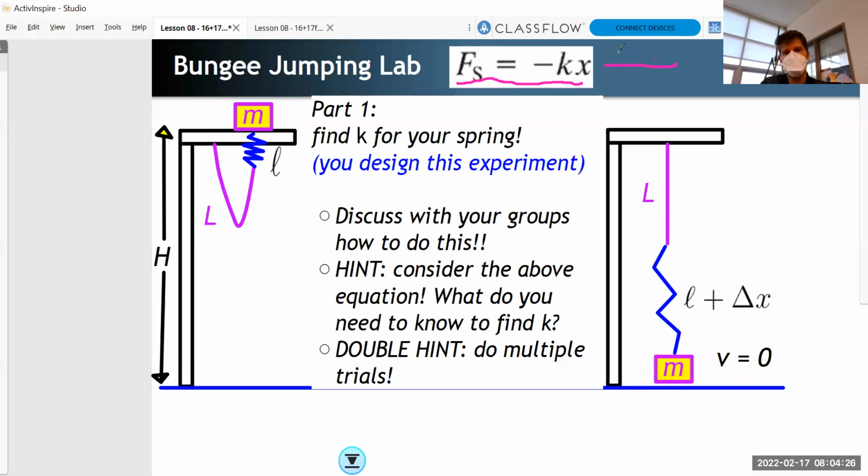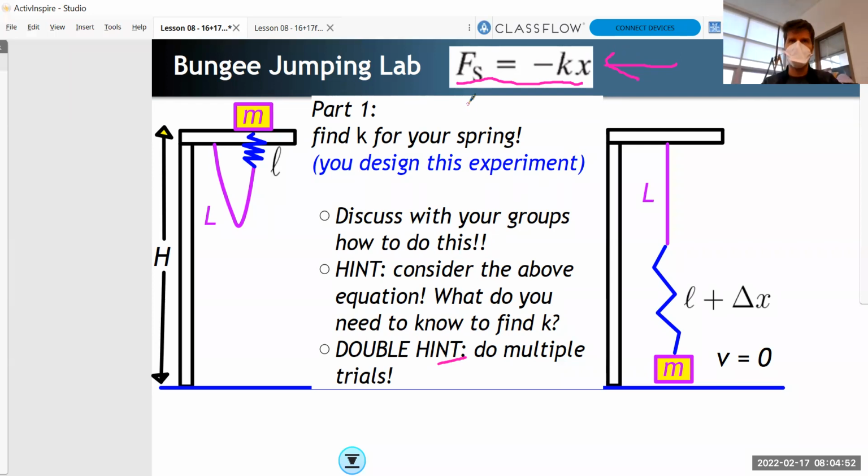Hints: I would look at this equation and figure out what I need to measure, what I need to know in order to calculate K. Is there a way for me to do that? And a double hint, just remember, we always have to do multiple trials. We also always have to vary things. So when you're doing multiple trials, make sure you're not applying the same force every time. Vary your force, take multiple measurements at different values in order to try and calculate K.